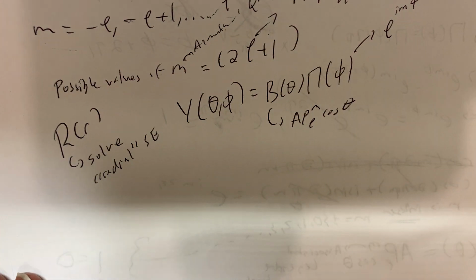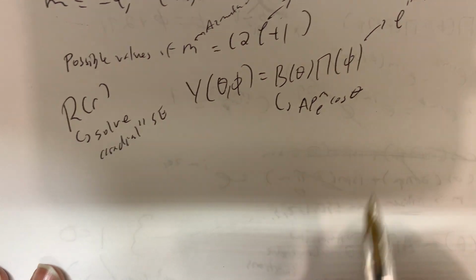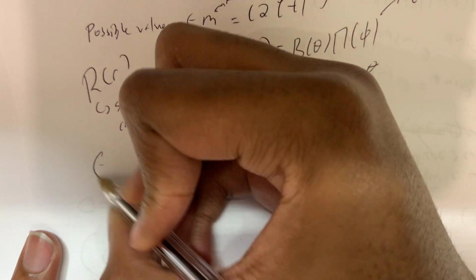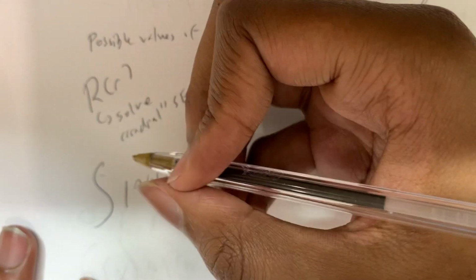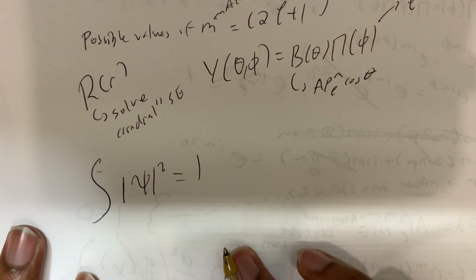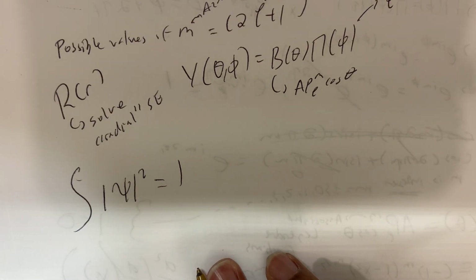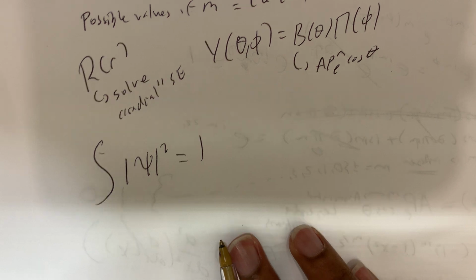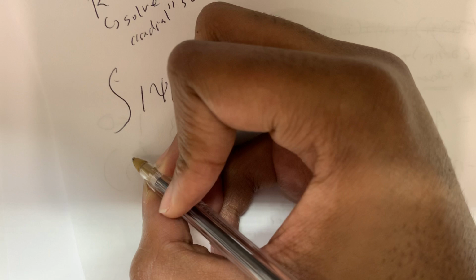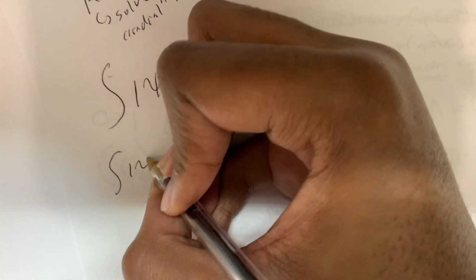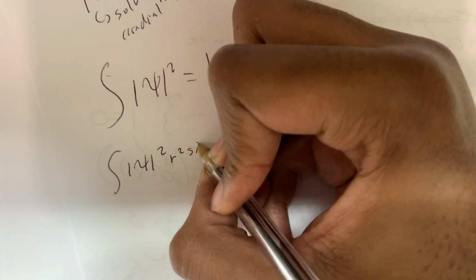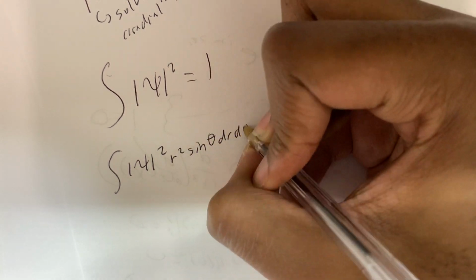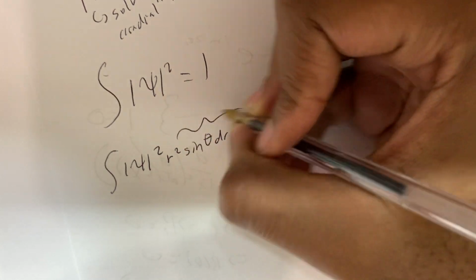So now we have to normalize this, actually. How do we normalize this? Normalization just means that the integral of our wave function over all possible values is 1, essentially. I don't want to go too deep into normalization here because the video is already way too long. But basically, to normalize our wave function, we take the integral of psi squared times the differential r squared sine theta dr d theta d phi.